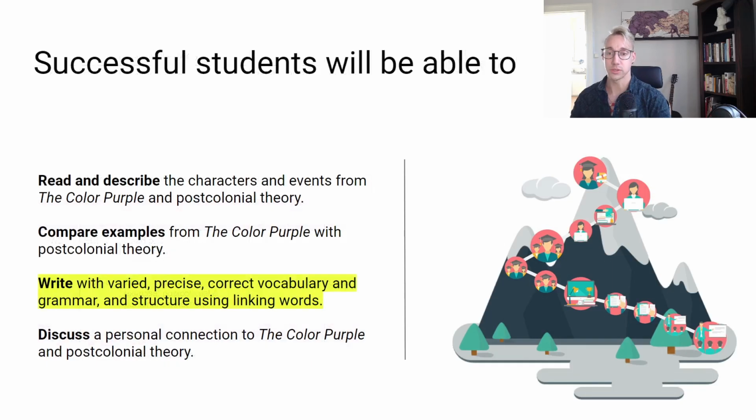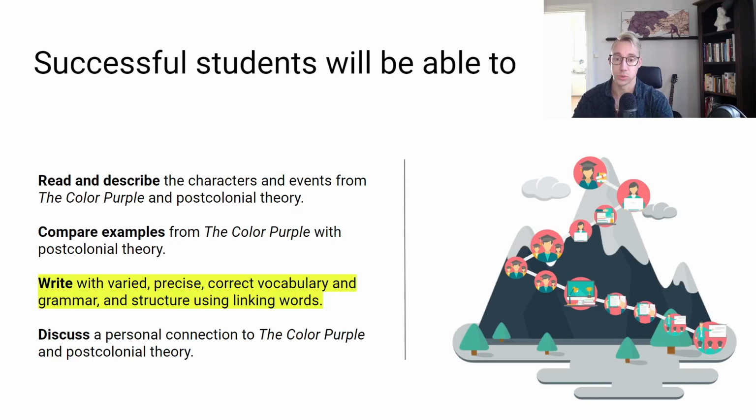And relating to this, I want to restate the 4 learning goals. Successful students will be able to read and to describe the characters and the events from The Color Purple, and also from postcolonial theory. Secondly, students will be able to compare examples from The Color Purple with postcolonial theory. Thirdly, and you see this part is yellow because it's what we will be covering today.